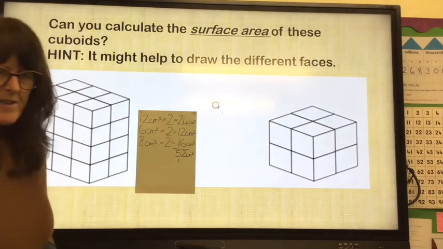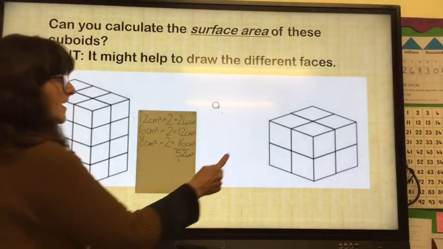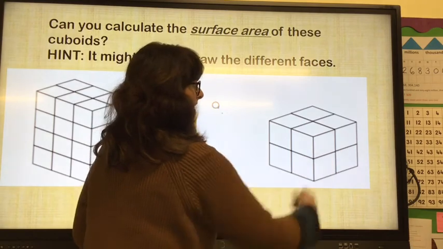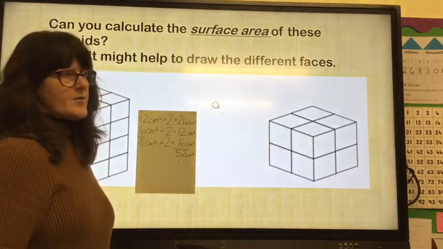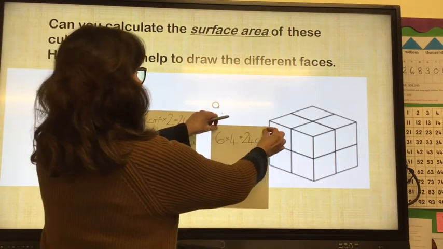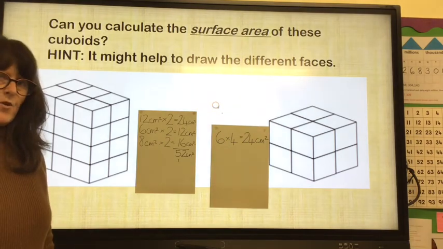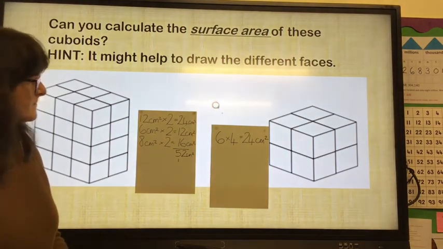The other cube is very easy because it's a cube. So we know that each face has 4 centimetres squared on it, and there are 6 faces. So the surface area would simply be 6 times 4, which is 24 centimetres squared.